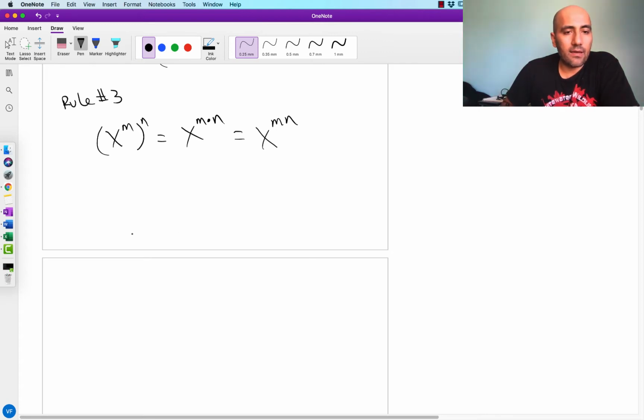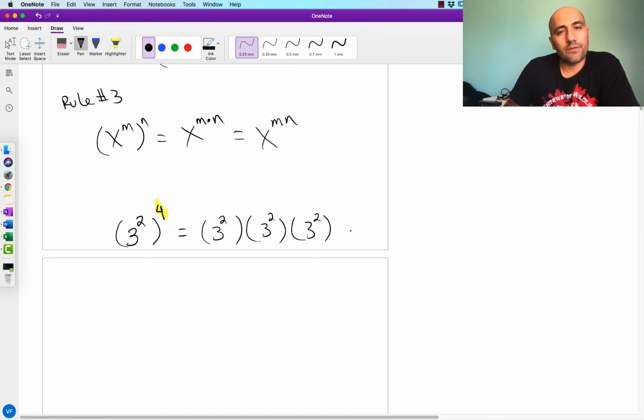So if we had 3 to the power of 2, and then that whole thing is being raised to the power of 4, okay? All right, well, let's peel this like an onion from the outside in. This 4 out here means that we're going to repeat this, right? It applies to the whole thing. This whole thing gets repeated 4 times. So this would mean that we have 3 to the power of 2 times 3 to the power of 2 times 3 to the power of 2 times 3 to the power of 2. All right, 1, 2, 3, 4 times.